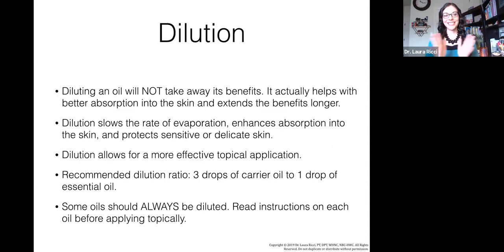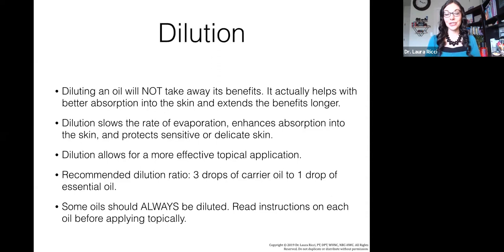Dilution. Dilution is very important. Now, diluting an oil will not take away the benefits. I know when I first started on my essential oil journey, I thought, you know, I'm just not going to dilute. I'm not going to use a carrier oil. Give it to me full strength. I want it to work. It's not going to take away those benefits.